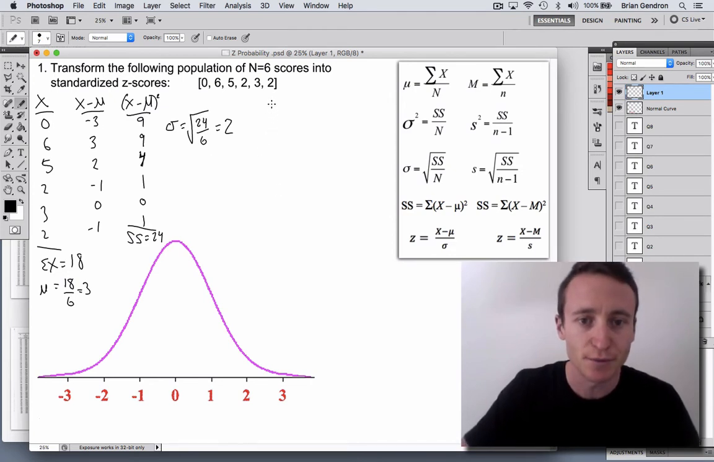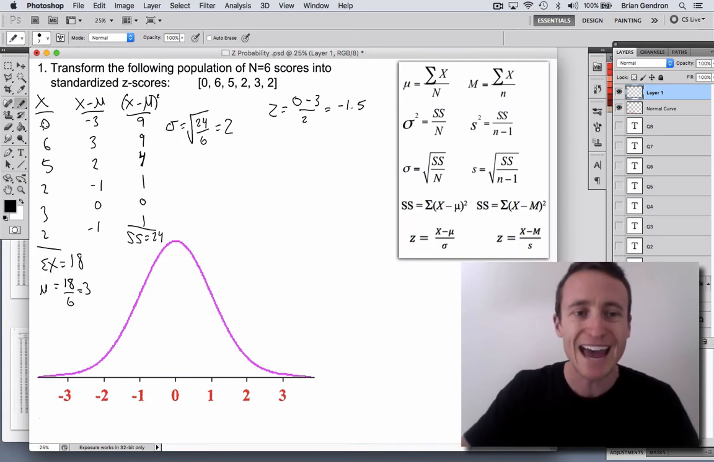Let's start with the first one. Z equals 0, that's the first score. Subtract the mean, which is 3, and then divide by the standard deviation, which is 2. And that gives me -1.5. In other words, an x value of 0 becomes a z value of -1.5 when the standard deviation is 2 and the mean is 3. That's all there is to it, just applying this formula, plugging things in.